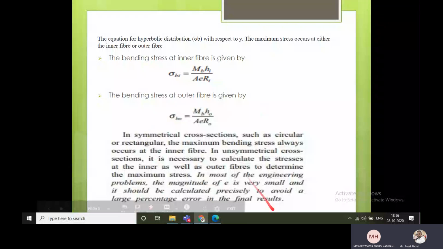Sir, only the inner fiber we have to calculate. For the symmetrical section, only the inner fiber is enough. Suppose for unsymmetrical sections, meaning L shape or C shape, if you find such a cross section, at that time we need to calculate both the inner fiber as well as the outer fiber. That is the benefit of this paragraph.